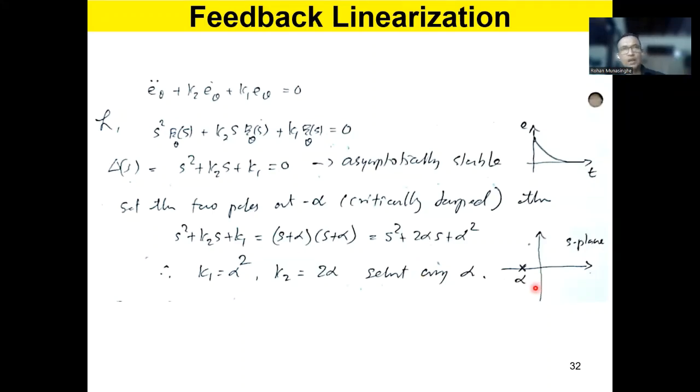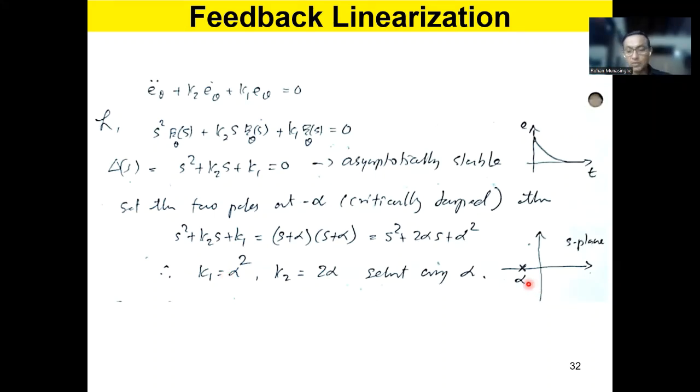So assuming your alpha is 10, for example, the pole at minus 10, right? This is negative alpha, but the alpha value is say 10. So K2 is 20 and K1 is 100. You have two gains, K1 is 100, K2 is 20. So you place the poles over here and the system is asymptotically stable.